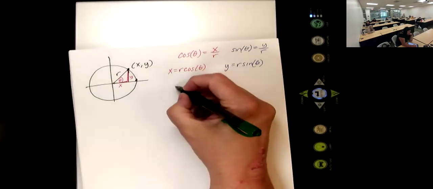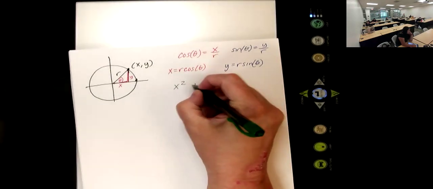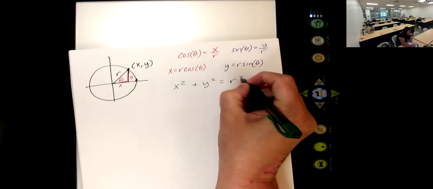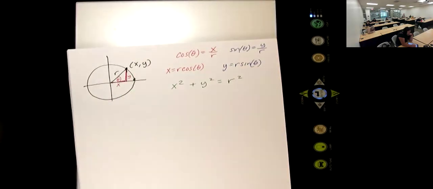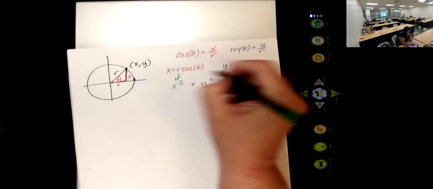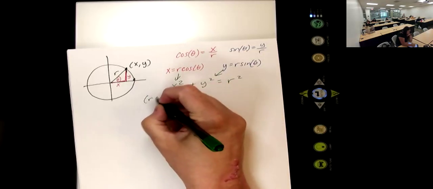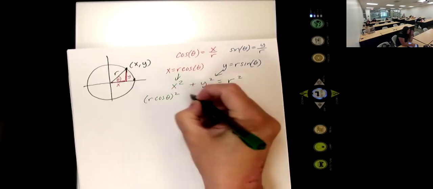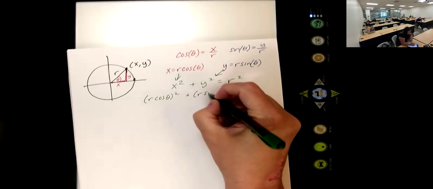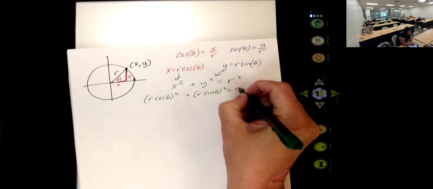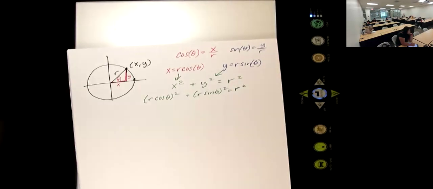And if we drop these into x squared plus y squared equals r squared, which is the Pythagorean formula for this triangle, we're gonna plop that in there. This will be r cosine theta squared plus r sine theta squared equals r squared. I don't think I've done this semester. I may have said the formula, but I don't think I've gone through where it comes from, so this is worth doing.